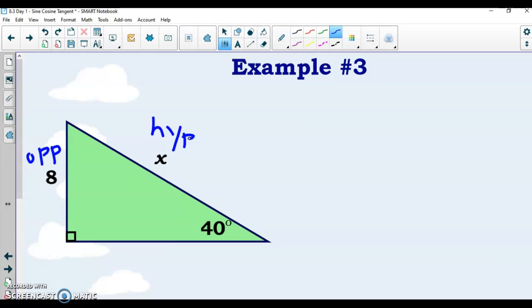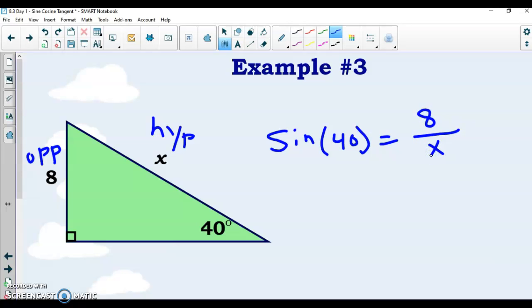So go look at that phrase SOHCAHTOA, or look at your notes on the trig functions and see which one compares the opposite leg to the hypotenuse, or which one uses opposite leg and hypotenuse. It's going to be our sine function. So we're going to say sine of our angle, so sine of 40 is always going to equal opposite over hypotenuse. In this case, 8 is the opposite leg, and x is the hypotenuse.